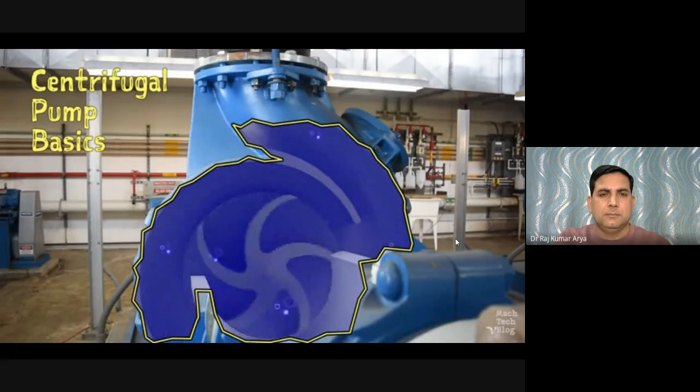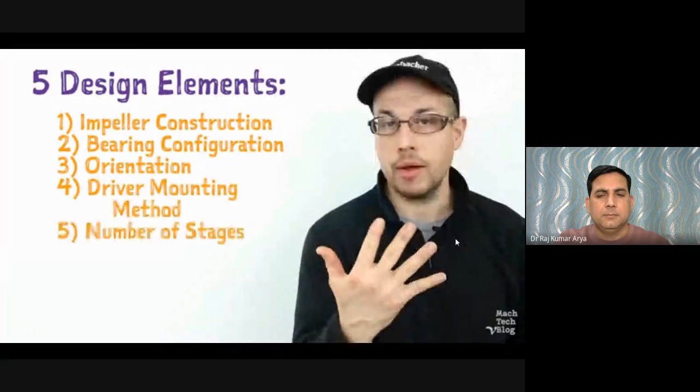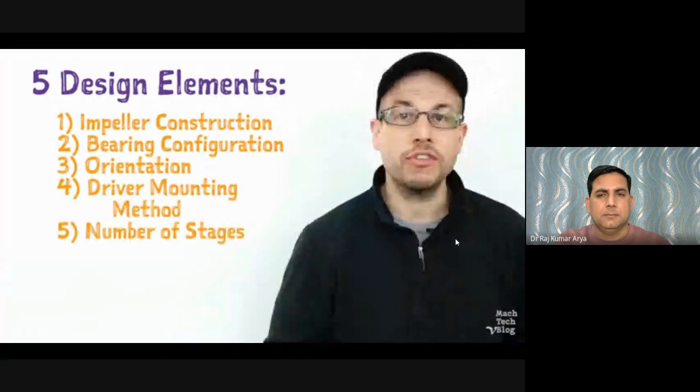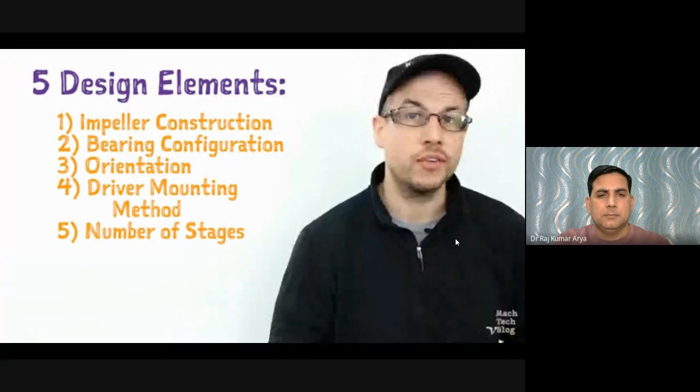There are 5 primary design elements to consider: impeller construction, bearing configuration, orientation, driver mounting method, and the number of stages. There are a few special designs as well, but those will have to wait for their own videos. There are 3 types of impeller: open, semi-closed, and closed.